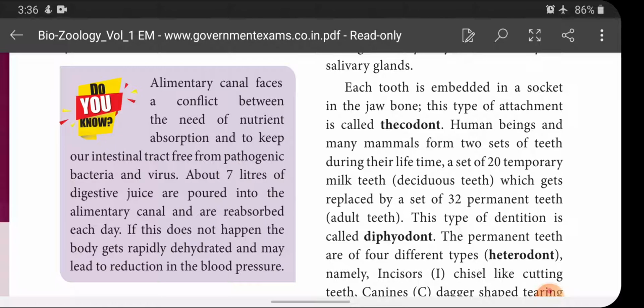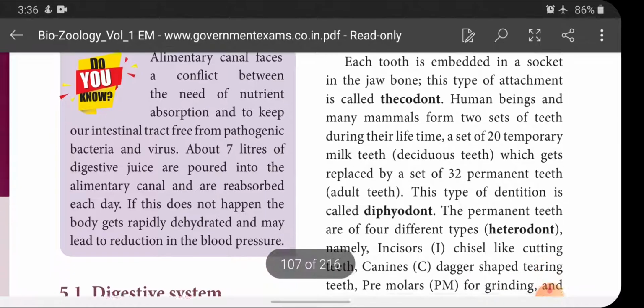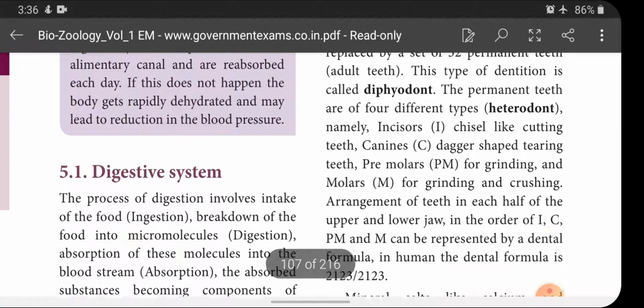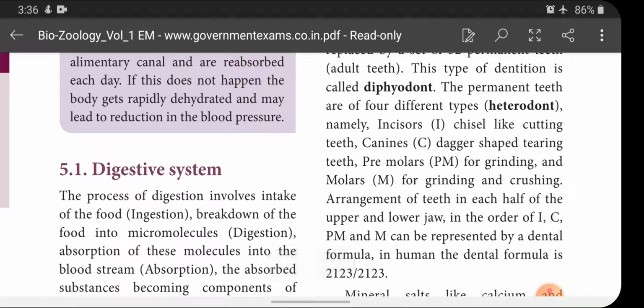Since 2 sets of teeth are present in the lifetime of a human, it is called diphyodont. The permanent teeth are of 4 different types, heterodont, namely incisors, which are chisel-like cutting teeth; canines, which are dagger-shaped tearing teeth; premolars for grinding; and molars for grinding and crushing.